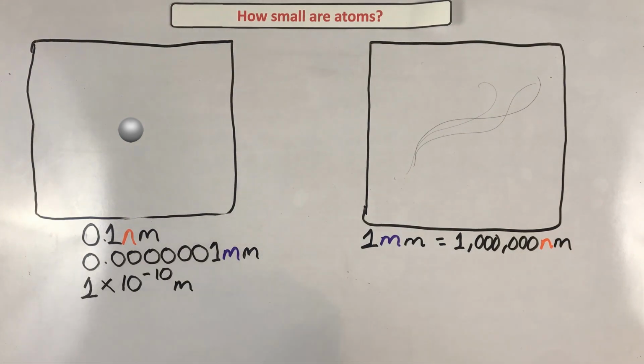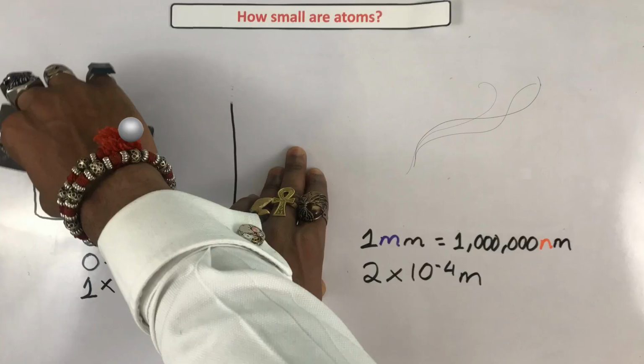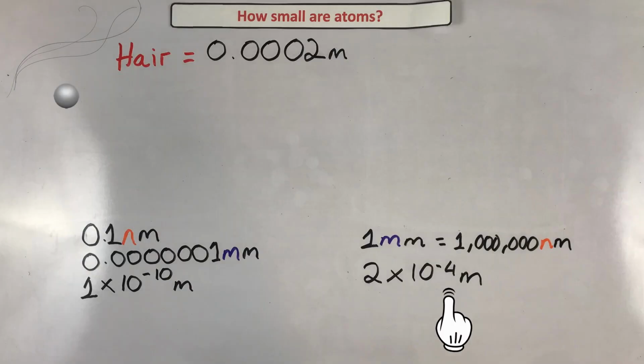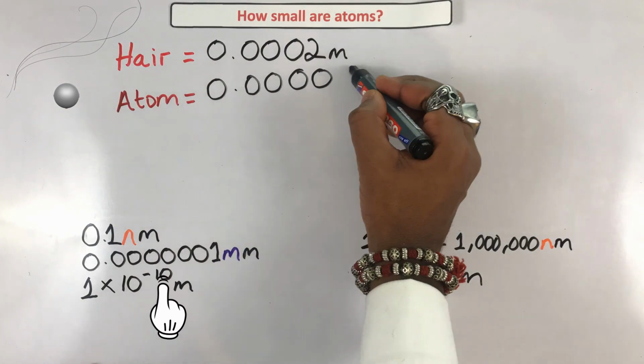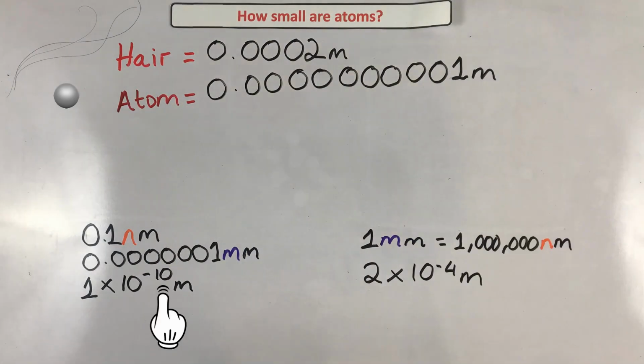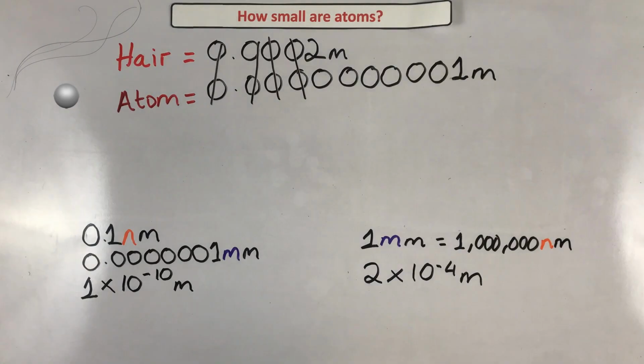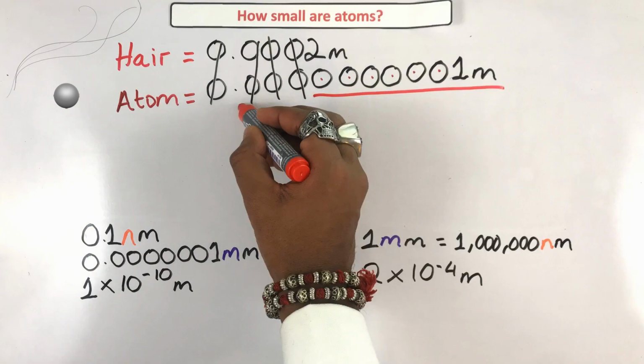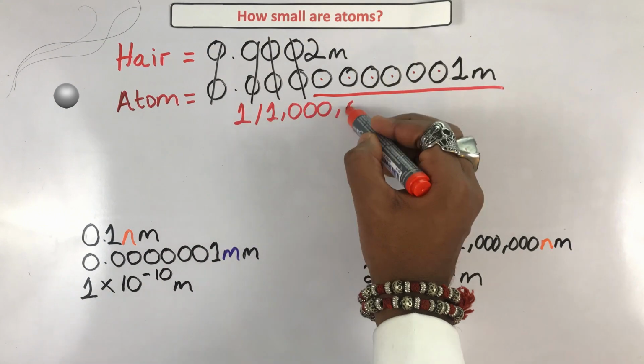Remember that your hair is 2 times 10 to the power of minus 4 meters. That means that the width of your hair has 4 zeros in front of it, and the atom has 10 zeros in front of it. When we cancel out the zeros, this leaves us with 6 more zeros left over here. That means that an atom is roughly 1,000,000 times smaller than the width of your hair.